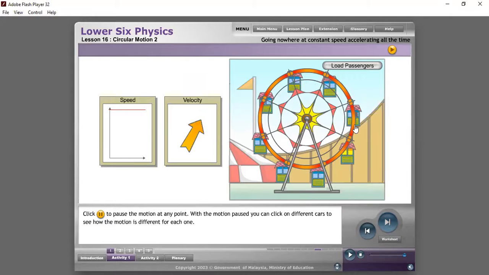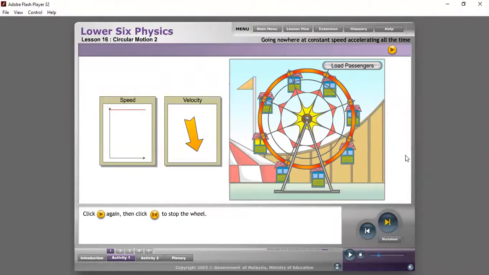You see, the magnitude is always equal. This direction is always 90 degrees to the circle. This one is 90 degrees too, the same. This one is 90 degrees to the circle, tangent to the circle.